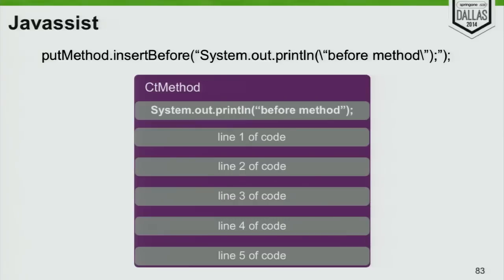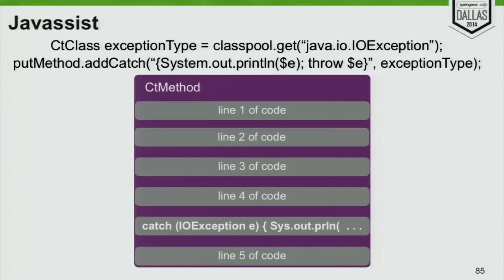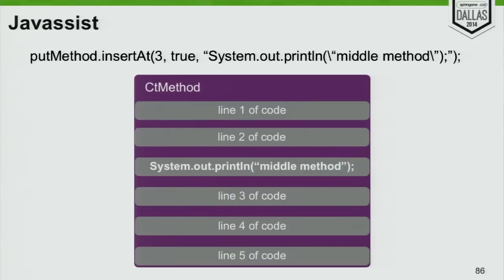And here's the great thing about Javassist is we get to write pure Java. We just have to put it in quotes. So the annoying thing is that you have to escape your quotes within your Java, but you don't have to actually write bytecode. You don't even need to know anything about bytecode. You just get to write pure Java. Similar to insert before, there's an insert after to insert code at the end of the method. You can add a catch statement, and you can insert code in the middle of the method.